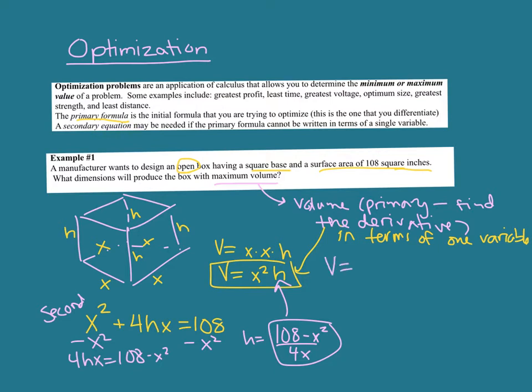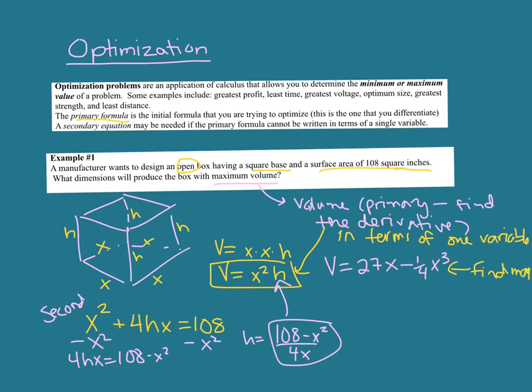You can simplify this on your own, but I will tell you that when you simplify it, you end up getting 27x minus 1/4 x cubed. So this is my primary equation. Once we have that, we are going to find the critical values of that. And when we find our critical values, then we're going to find the maximum. So we're going to find the maximum of this equation.